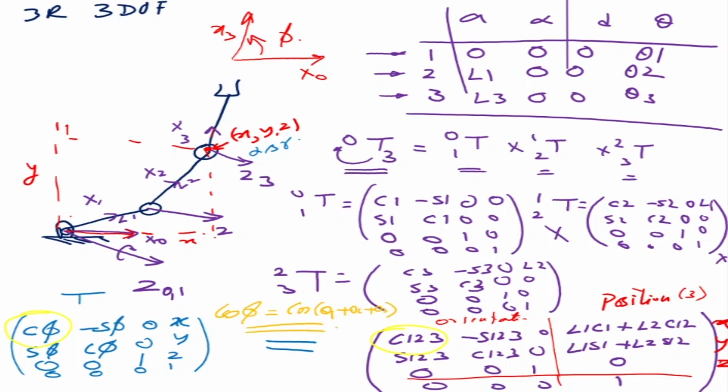Now from here you cannot solve anything. It's like saying cos 90 is equal to cos of theta 1 plus theta 2 plus theta 3. Now from here you cannot do anything, you cannot solve anything. And these are basically what are called transcendental equations. You can see that there is sine and cos in all kinds of terms.